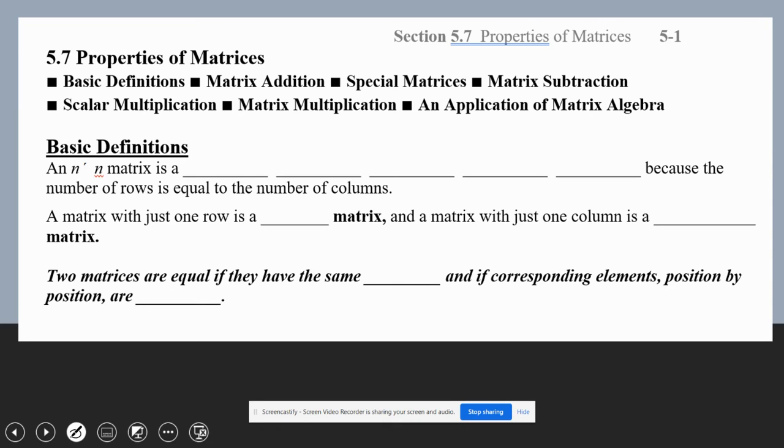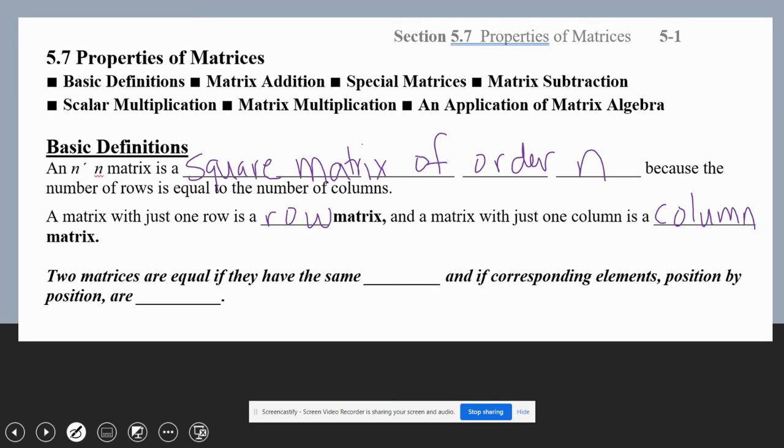So a matrix is a square matrix of order n. A matrix with just one row is called a row matrix. And if it only has one column, then it's a column matrix. Two matrices are equal if they have the same dimensions and if corresponding elements, position by position, are equal.